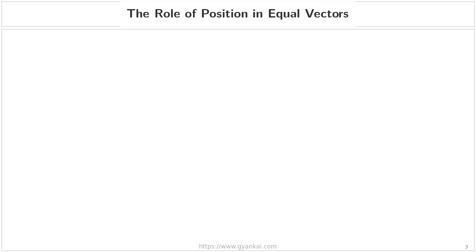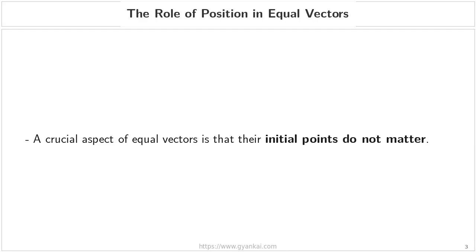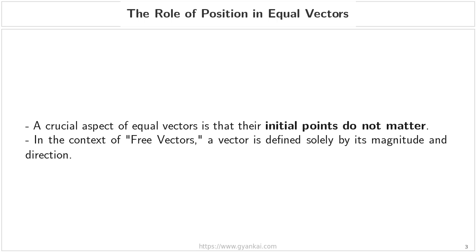The role of position in equal vectors. Now that we have established the two fundamental requirements for equality, that both magnitude and direction must match, we need to address a very important concept: where these vectors actually sit in space. A crucial aspect of equal vectors is that their initial points, or where they begin, simply do not matter. In the context of what we call free vectors, a vector is defined solely by its magnitude and direction. It isn't tethered to a specific spot on your graph.